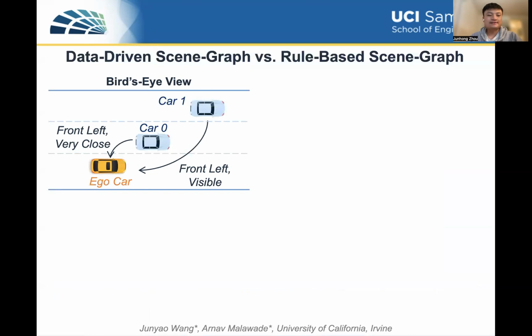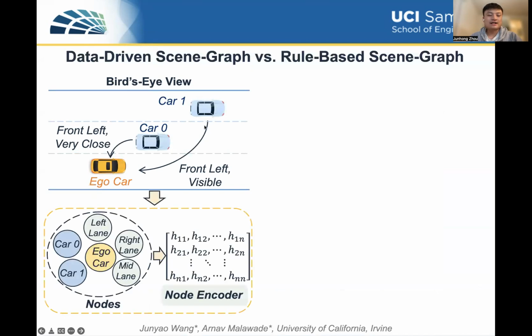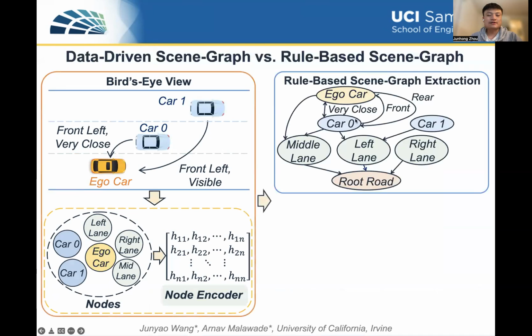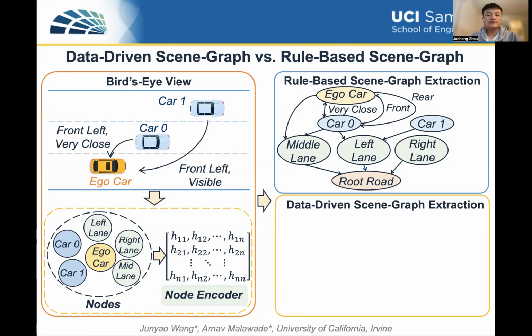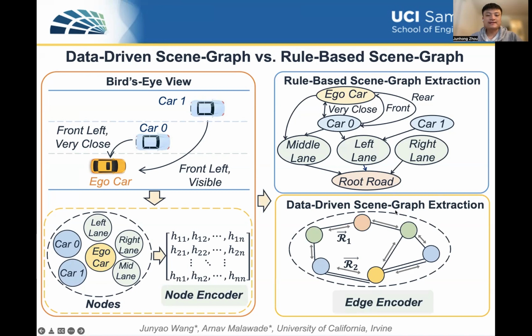In the traditional methods, the car will use some fixed rules, like it is in front left of us or it is very close. Then the cars are extracted as nodes, and we use these fixed rules to build the relation graph like this. Our model is a data-driven model. So unlike the fixed rules, we push the model to learn the rules by itself.